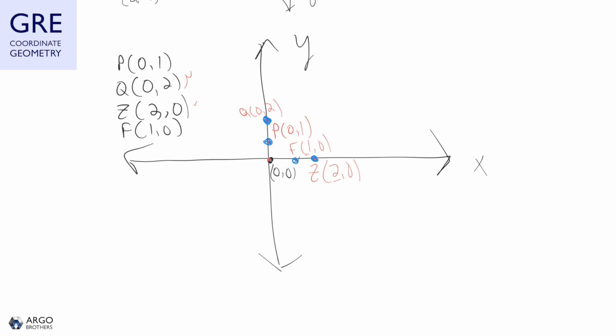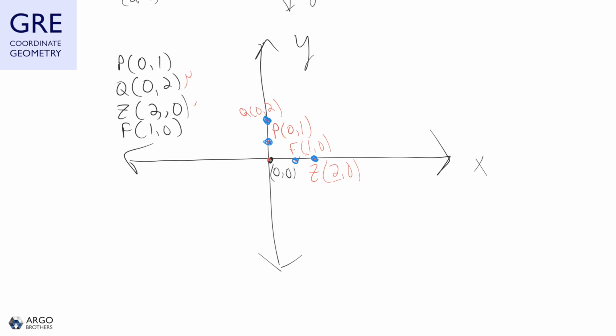Now, what can we see about these points? Can we find what the distance is between any two of these points? We know how to graph them, but what if I want to find the distance between the 2 points? Let's find the distance between, how about Q and P? P is 0, comma 1, Q is 0, comma 2.